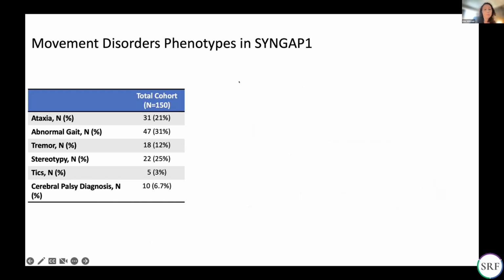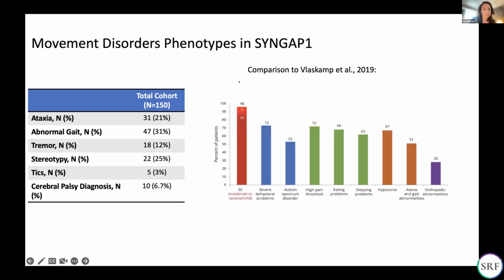And then looking at movement disorders, which have been described before in those with SYNGAP1, ataxia or an abnormal gait was diagnosed in 52% if you put the two together, which is again on par with what has been described before. Also coming out of this data set are diagnoses of tremor, tics, and some diagnoses of cerebral palsy.